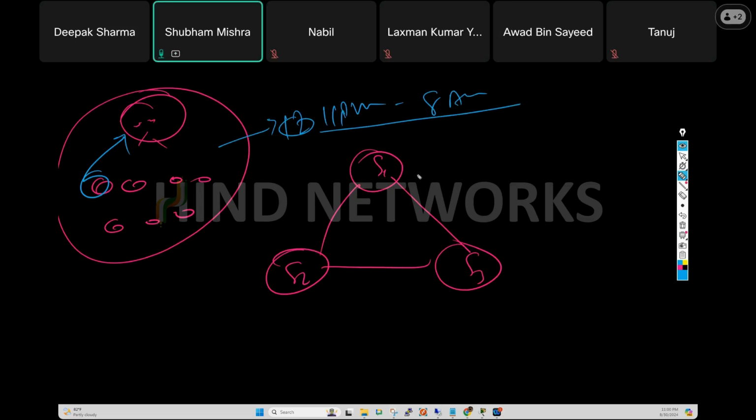Similarly, let's suppose this is the root bridge. This is the leader. So these are the non-leaders, and a non-leader is known as a non-root bridge.